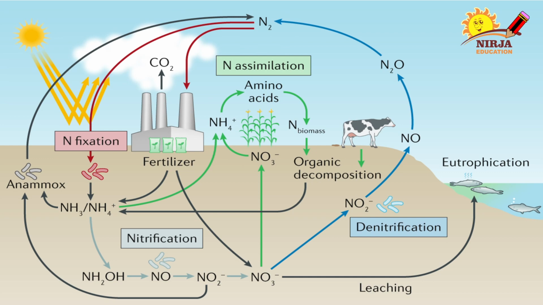Next one is nitrification. The ammonia is converted again into nitrate. This can be done by two bacteria: Nitrosomonas and Nitrobacter. Last step is denitrification, the conversion of nitrates into free molecules of nitrogen. This can be done by the bacteria called Pseudomonas. This bacteria is also called the denitrifying bacteria.